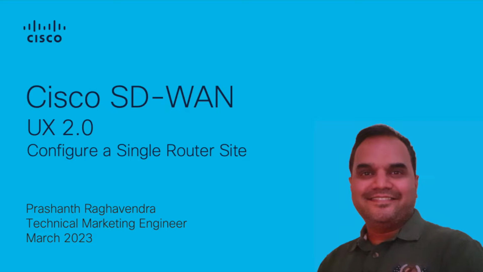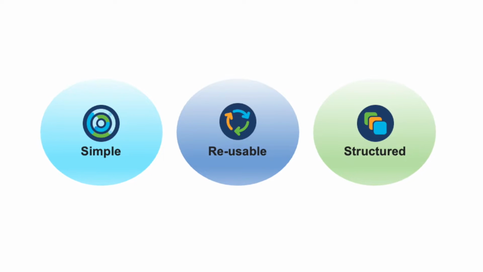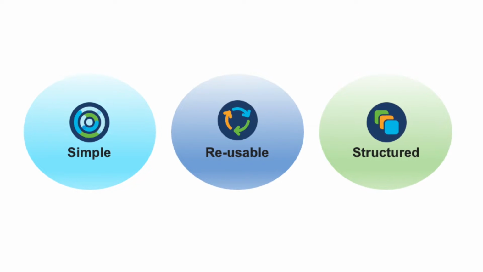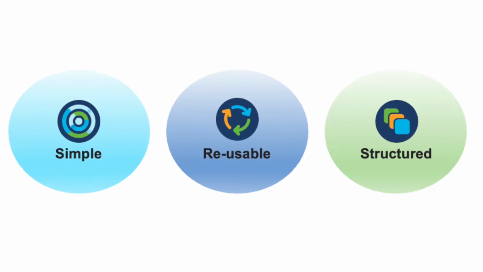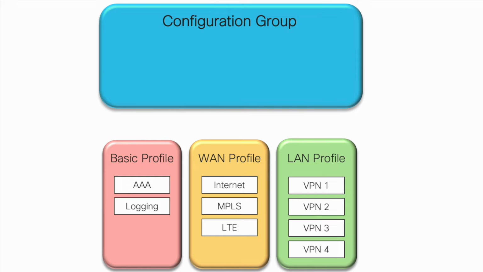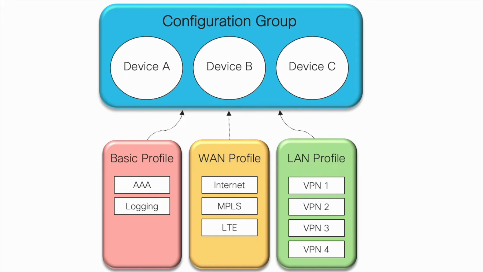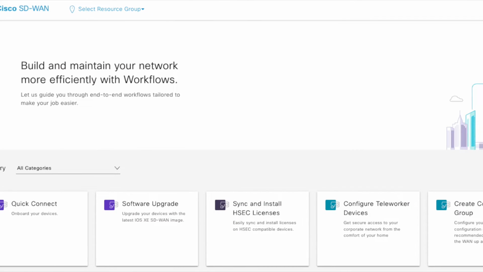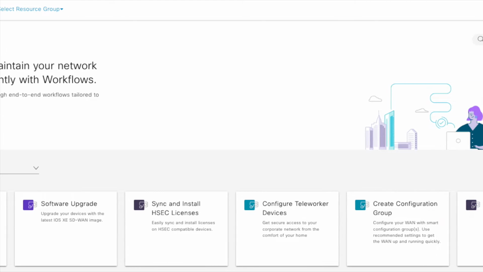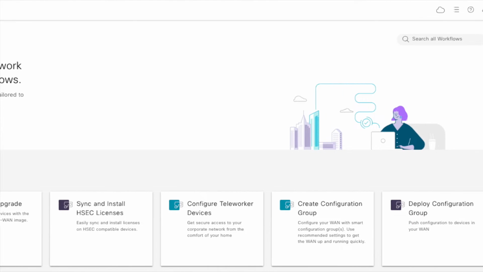This video demonstrates how to configure a single router site with UX2.0. UX2.0 takes a fresh approach for site configuration, which is simple, reusable, and structured. It uses the configuration group and feature profiles construct for site configuration. There is also a workflows library. A workflow is a collection of guided steps to help you perform a certain task easily.